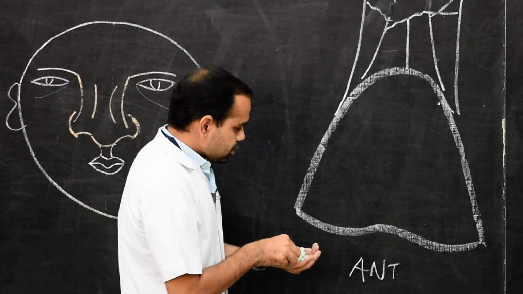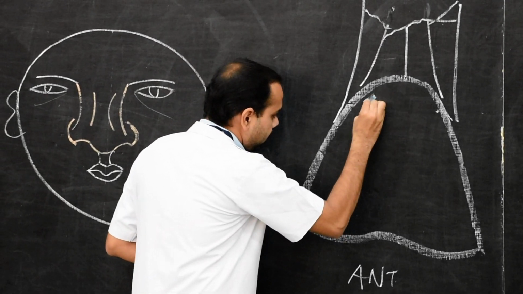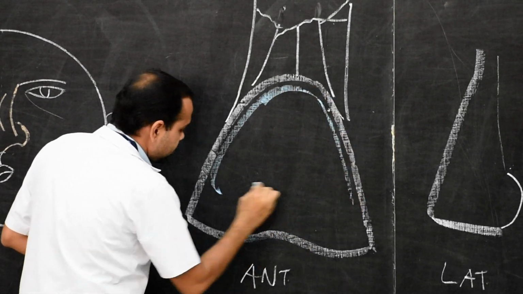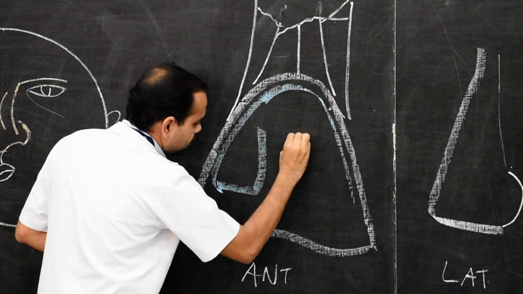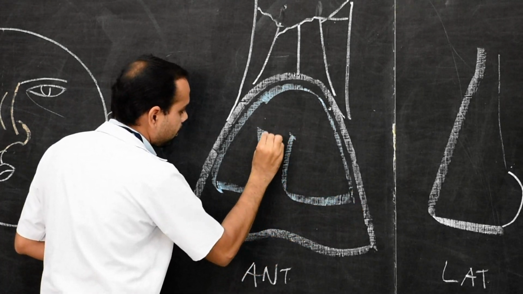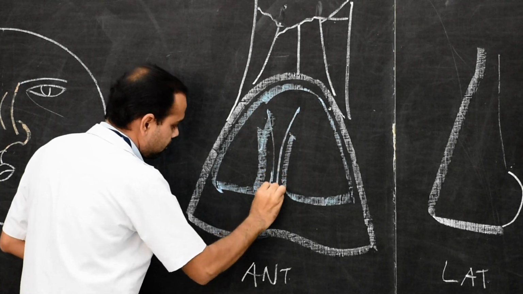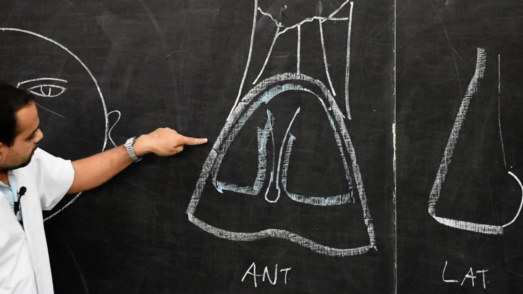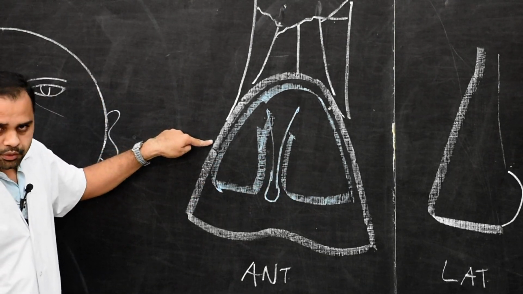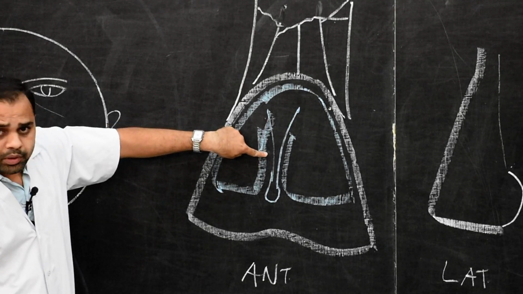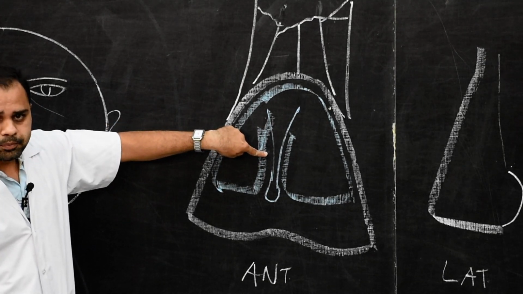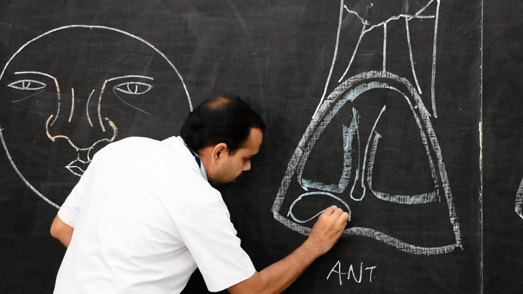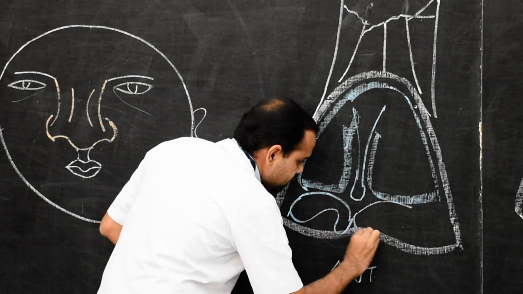Now in this pyriform aperture, I will draw these cartilages. This is the lateral nasal cartilage. This one is the lateral nasal cartilage. These are the 2 lateral nasal cartilages. They are laterally attached to the margins of the pyriform aperture. They are medially attached by a narrow bridge with the anterosuperior part of the septal cartilage, and inferiorly they are attached with the major alar cartilages. These are the major alar cartilages.